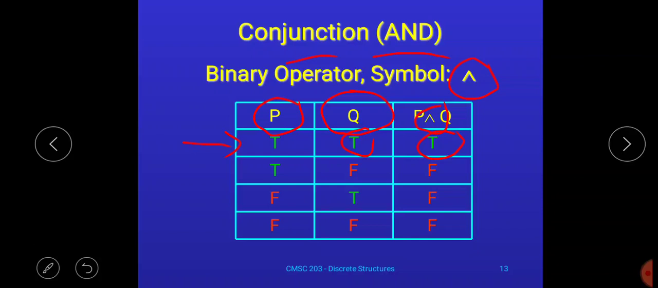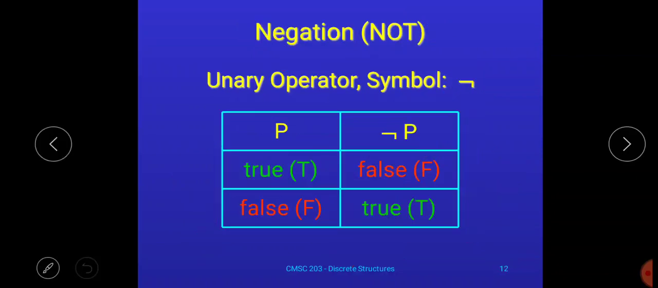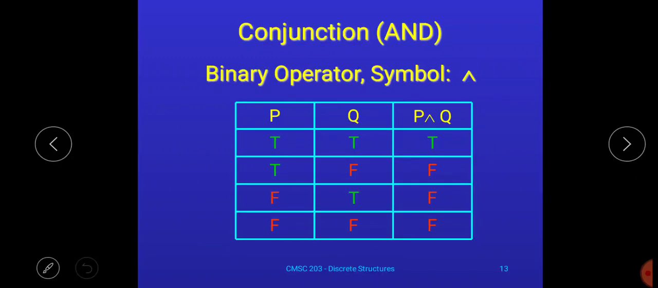Similarly, if P is true and Q is false, then P and Q will be false. If P is false and Q is true, then P and Q is false. If P is false and Q is also false, then P and Q is also false. So how to remember this? For P, initially you have to write two times T, two times F, and for the second proposition you have to write alternating TF, TF.